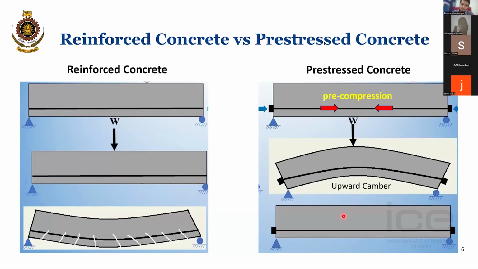However, compared to these two, this one is deflecting from a zero position to a positive downward direction. But here it starts from a negative deflection, the upward camber, and then deflects downward. So one thing is the deflection of pre-stressed concrete members is comparatively less than reinforced concrete members. And the other important thing is, although this has a tensile region, in pre-stressed concrete members we can make sure that, if you really want, we can totally avoid the tension.